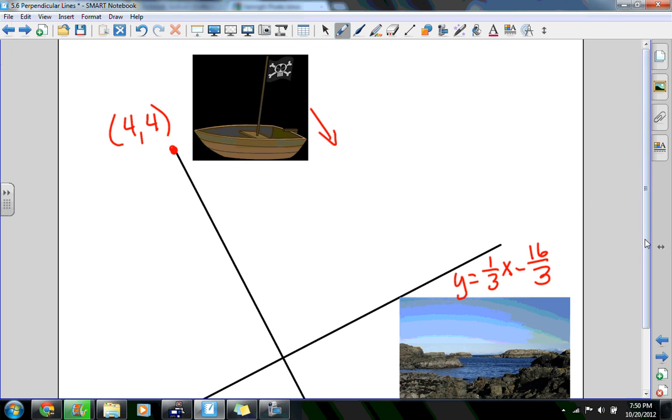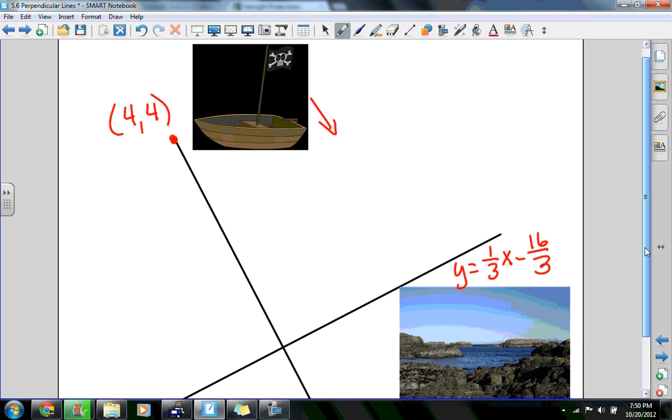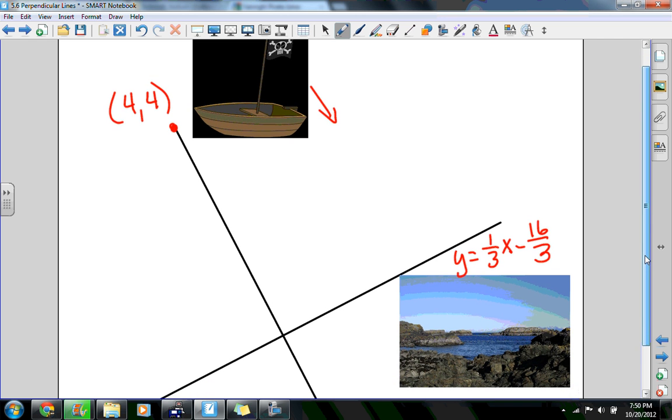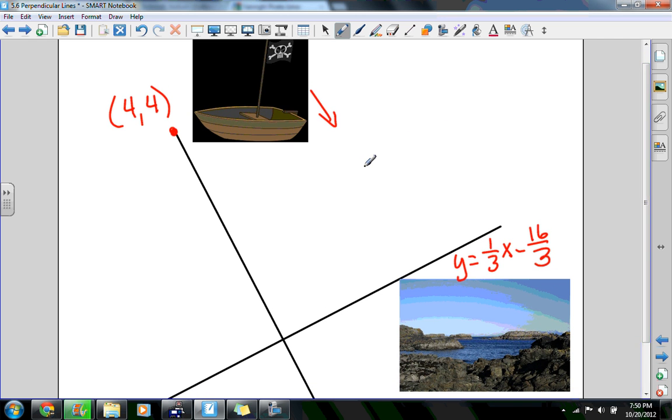This problem, we have a pirate ship being pushed perpendicular to the shoreline. It looks like it's going that way, but it's actually going down. Here's our nice little shoreline. Looks very nice. No rocks or anything that the ship could crash into. But the equation for the shoreline is right there. Our pirate ship is going perpendicular to it, and it's at the ordered pair 4, 4. And I need you to create an equation.